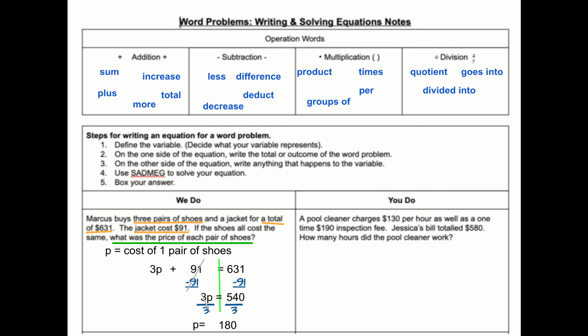Now, with word problems, we always need to write the units or labels with our answers to show your teacher that you know you have $180. Don't forget to put the dollar sign. And of course, box your answer. So 1 pair of shoes costs $180. Those better be some cool pair of shoes.